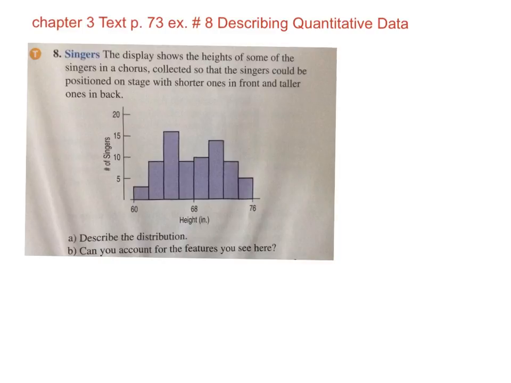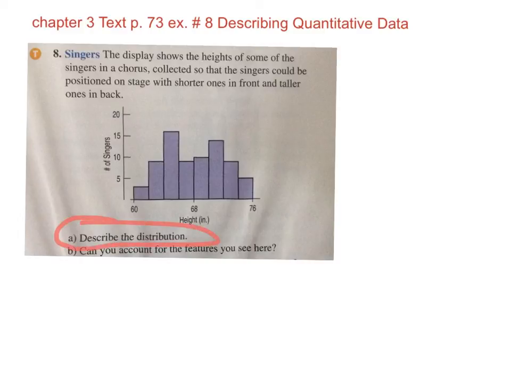Let's look at problem 8. The display shows the heights of some of the singers in a chorus collected so that the singers could be positioned on stage with shorter ones in front and taller ones in back. Letter A says, describe the distribution.